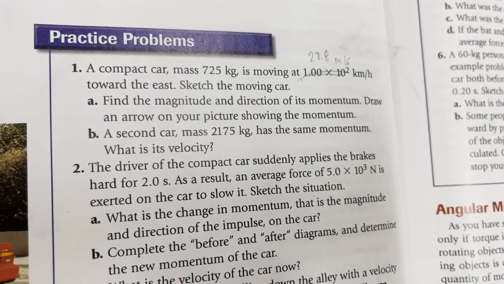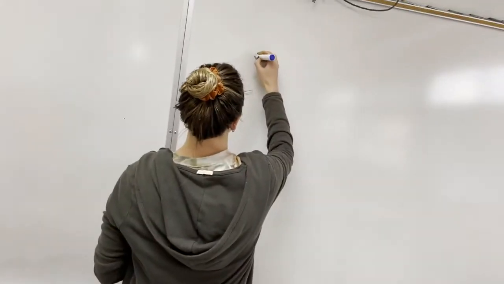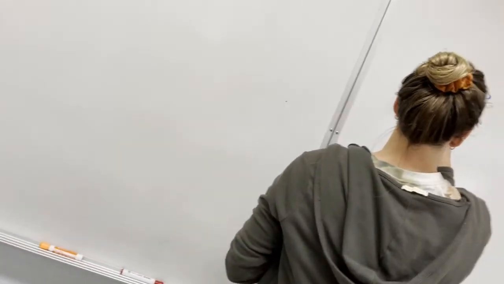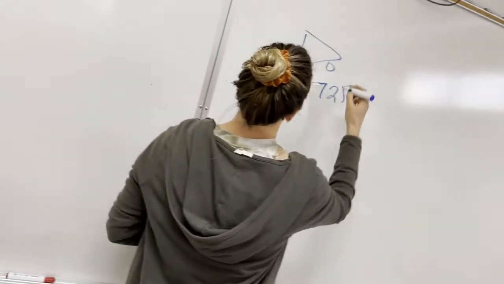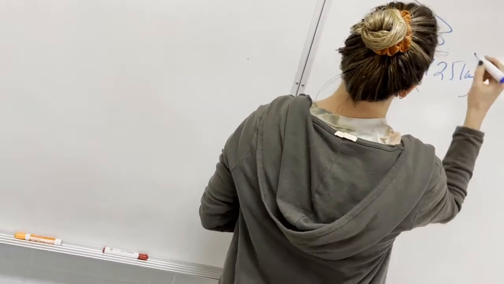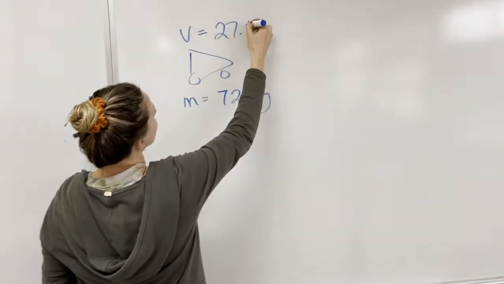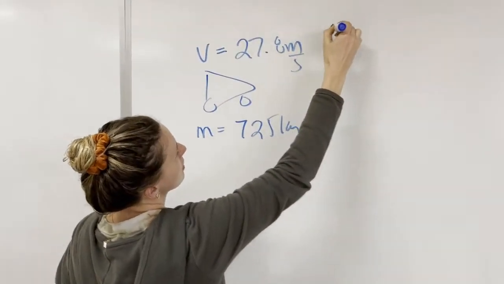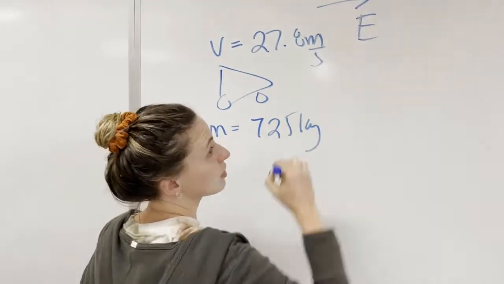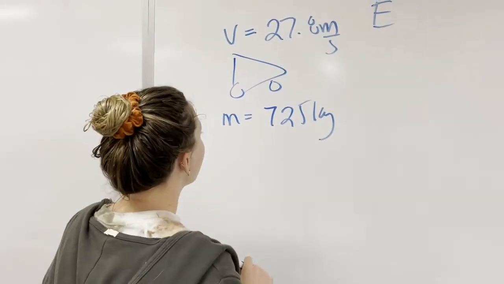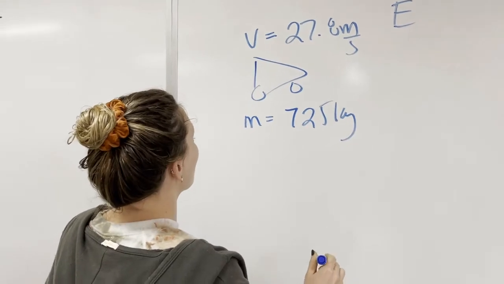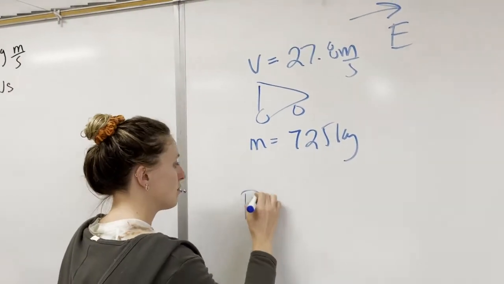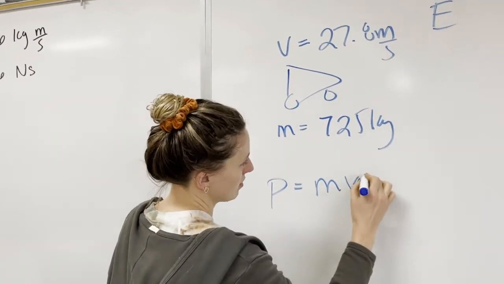Okay, so we want to find the momentum. Okay, so we've got our car right here, right? And the mass is 725 kilograms. Okay, and the velocity is 27.8 meters per second, and it's going east. Okay, east is that way. Well, technically it's that way, but anyways, on the board it's that way. And we want to figure out what the momentum is, right? Okay, momentum is mass times velocity.